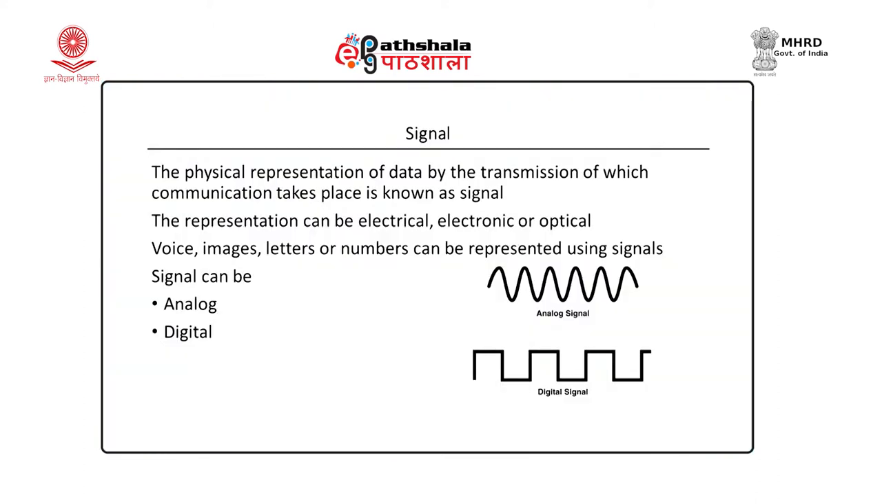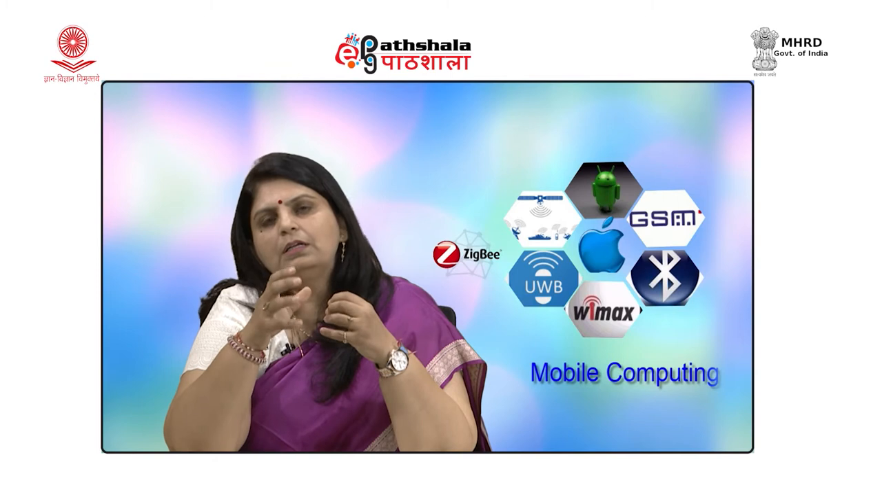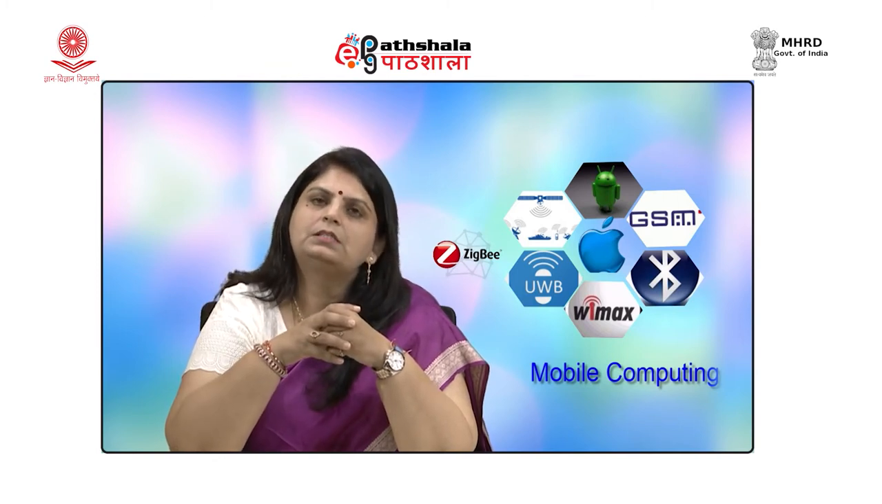Just have a recap of the definition of the signal we discussed in the previous module. What is a signal? It is a physical representation of data by the transmission of which communication takes place. So we want to transmit some data, and how is that transmitted? Via electromagnetic waves: we put the data on the electromagnetic waves, and it is a signal. So anything can be represented using the signal: my voice, images, letters, numbers, anything can be carried by signals. We have also learned in the previous module that the signal can be analog or digital; analog means continuous, digital means representing discrete values.